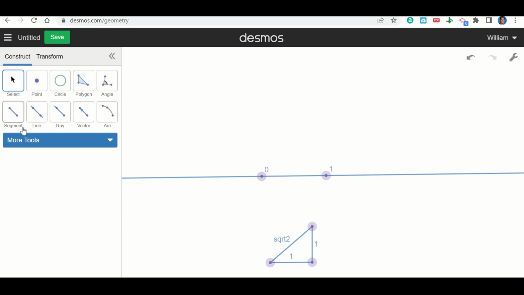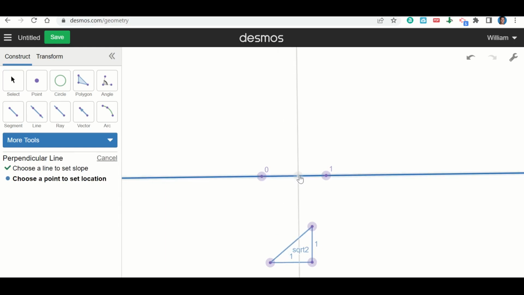So what we're going to do is use where it says more tools. I'm going to click on perpendicular line because I need to make sure that I have a perfect right angle. So I'm going to click on this segment here, this line here, and notice it creates a perpendicular line, and I want it to go through 1, just like that. So we know that this length is 1. If I can make this length 1 also, then the distance from here to here should be square root of 2. So let's go ahead and do that.